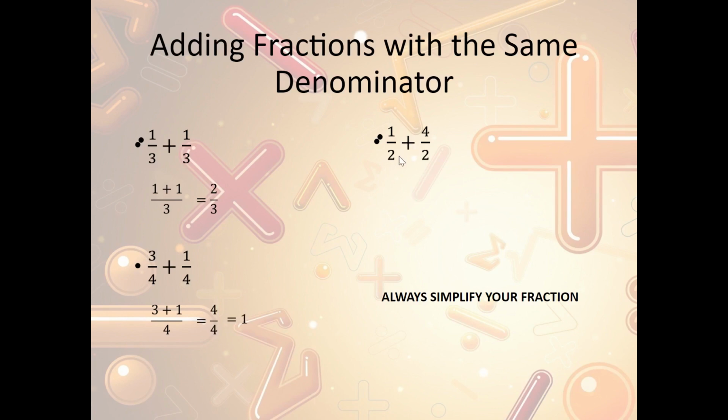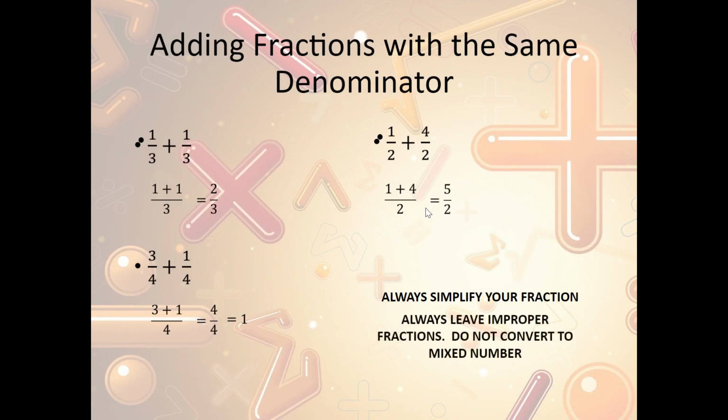Now we have 1 over 2 plus 4 over 2. So we're going to add the numerators, 1 plus 4, and keep the denominator the same. So 1 plus 4 over 2, which is 5 over 2. Always leave it as an improper fraction. Do not convert it to a mixed number. So even though 5 is bigger than 2, that's okay. We're just going to leave it as 5 over 2. Do not change it to be 2.5.